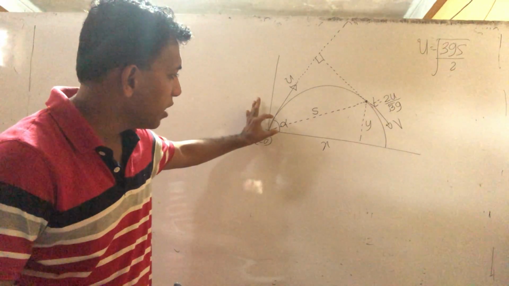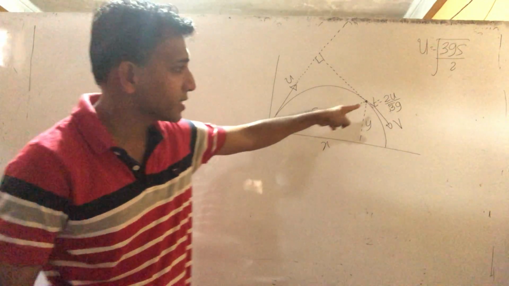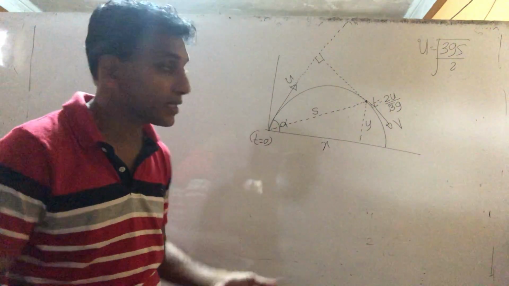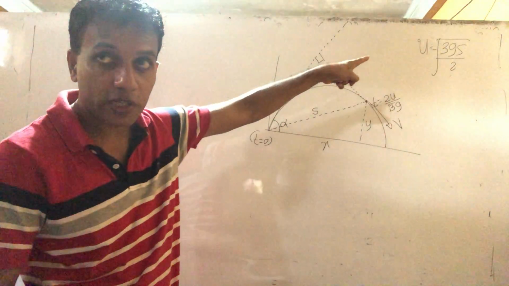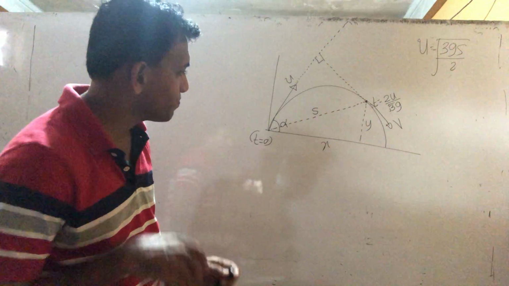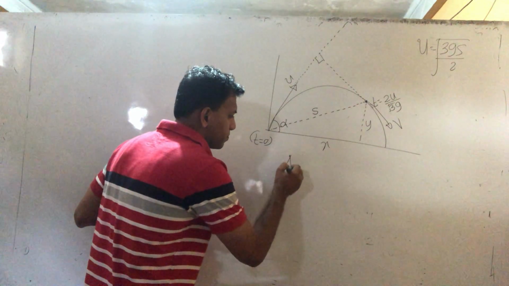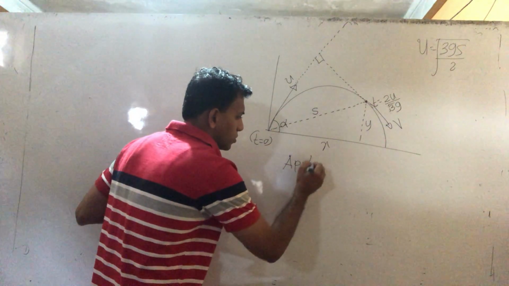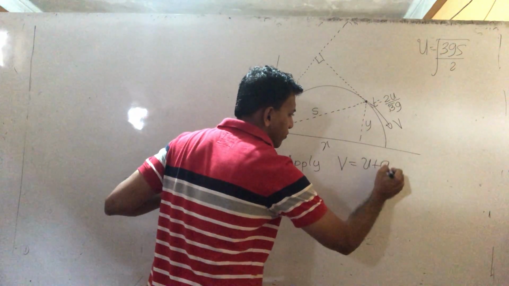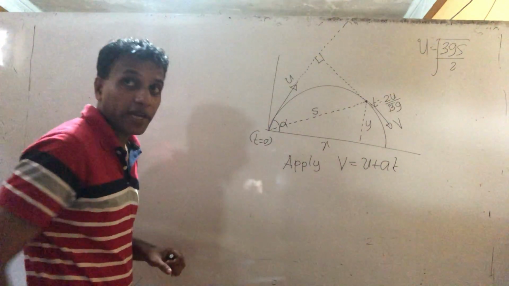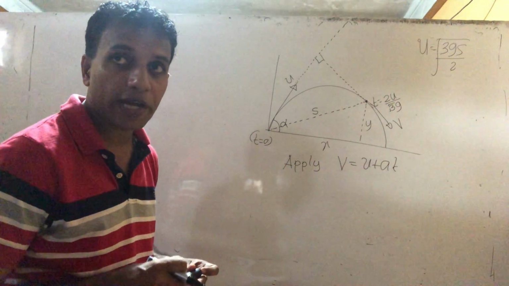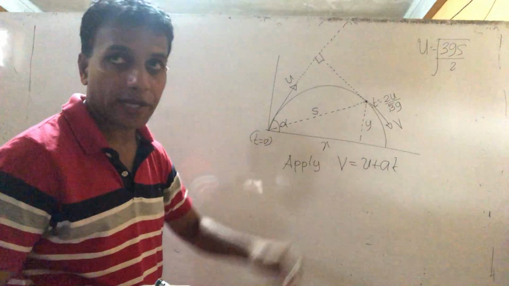So first we find the angle alpha, right? Because the time is given, we apply u cos alpha, u sin alpha; u doesn't matter, you will find the u value. To find the angle alpha, I apply v equals u plus at, the formula: final velocity equals initial velocity plus acceleration times time.